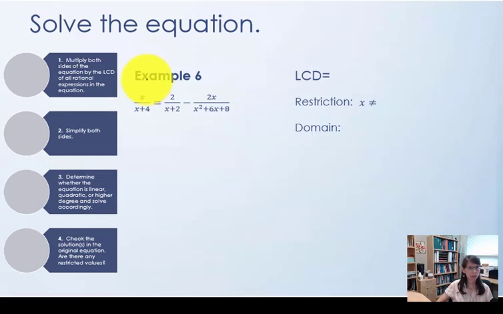Our last example is number 6, and we have x divided by x plus 4 is equal to 2 divided by x plus 2 minus 2x divided by x squared plus 6x plus 8. So we can see that these first 2 denominators are already completely factored, but we have a trinomial here in this last denominator, so we'll need to do some factoring here. We may be able to use one of the other factors as a clue with our factoring in this trinomial.